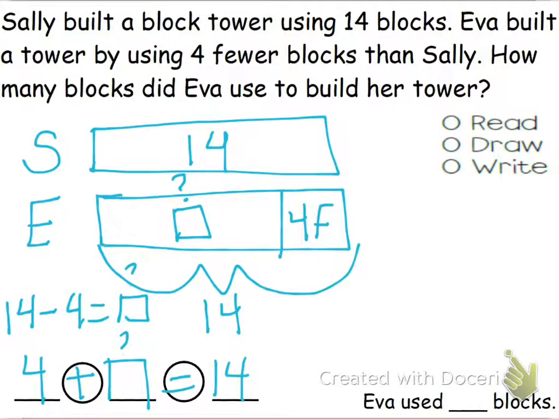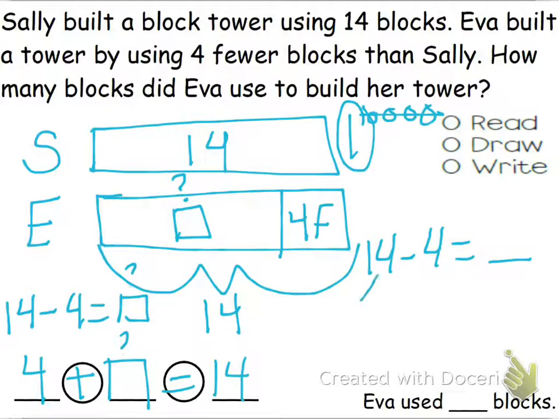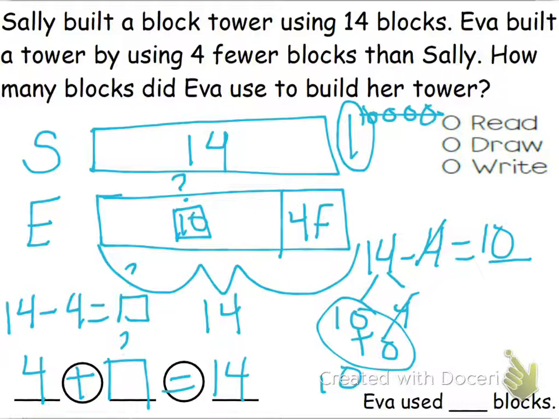Now, some of you might already know the answer, and that is wonderful. Some of you may need to draw a picture. You might want to draw 14, cross out, circle the rest. You have your answer. You can also do decomposing. 14 minus 4, decompose 14 into 10 and 4. Oh, sorry, I'm going to change mine around to 10, 4. Take 4 from 4, so we know it's 0. 10 plus 0 equals 10. So we know that it is 10. So Eva used 10 blocks.